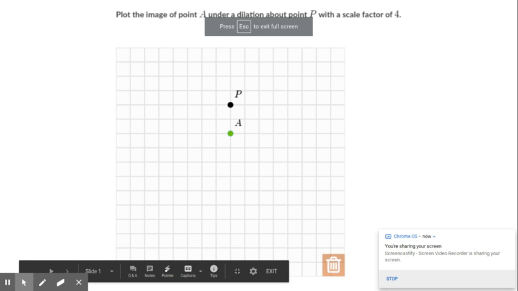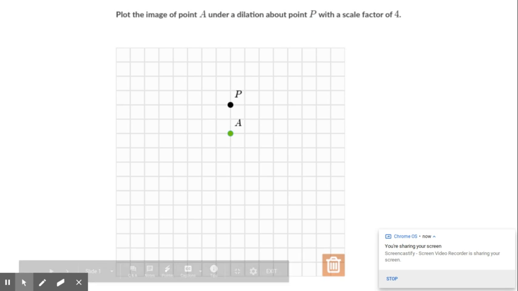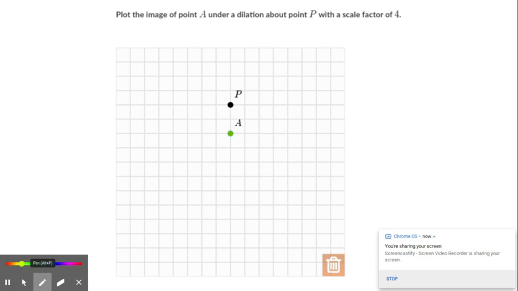Take a look at dilations. Plot the image of point A under a dilation about point P with a scale factor of 4. So what we need to do is count our distance to get from P, which is the center of dilation, to A, which is the point that we are trying to dilate. So to get from P to A, it is 2 units down.